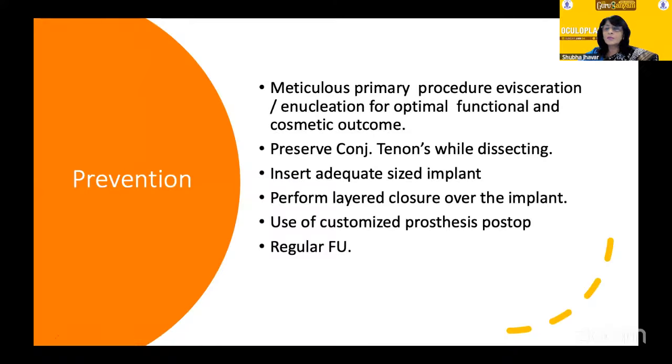Now, prevention is most important as far as we are concerned. We as ophthalmologists should prevent the socket from going into a contraction. So, a meticulous primary procedure like an evisceration or enucleation for optimal functional and cosmetic outcomes needs to be done. You must preserve the conjunctiva and Tenon's while dissecting and insert an adequate sized implant at the proper time and perform a layered closure over the implant. Use of a customized prosthesis is very important post-op, and a regular follow-up is a must.